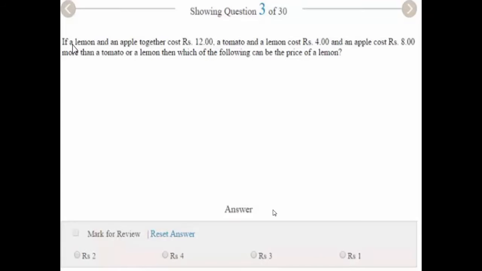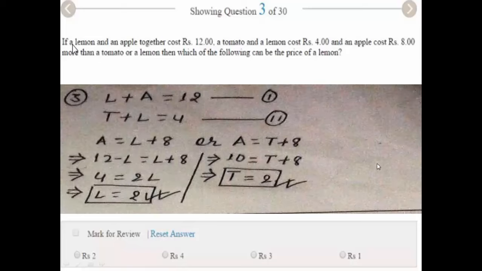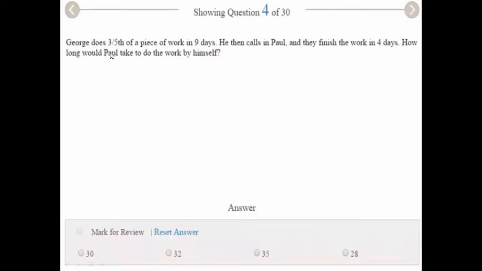Next question is: a lemon and an apple together cost 12 rupees. A tomato and a lemon cost 4 rupees, and an apple costs 8 rupees more than a tomato or a lemon. Then which of the following can be the price of the lemon? Okay, so lemon plus apple equals 12 rupees, tomato plus lemon equals 4 rupees, apple equals lemon plus 8 because the apple price is 8 rupees more than lemon. So we calculated those equations and got lemon equals 2, meaning the price of a lemon is 2 rupees.